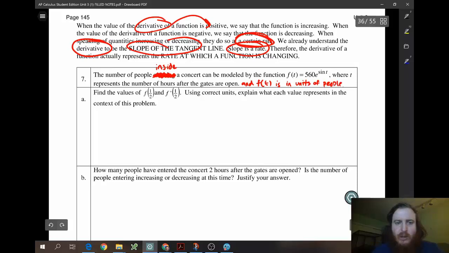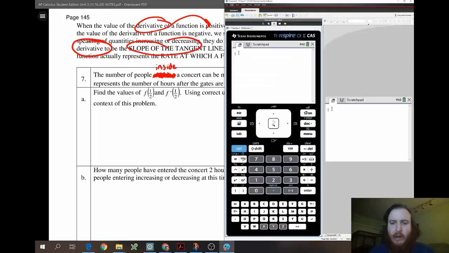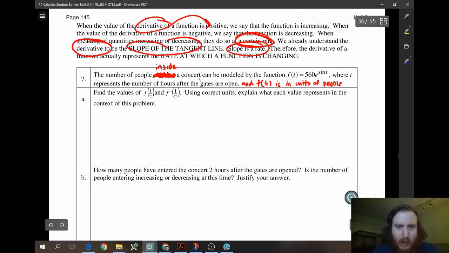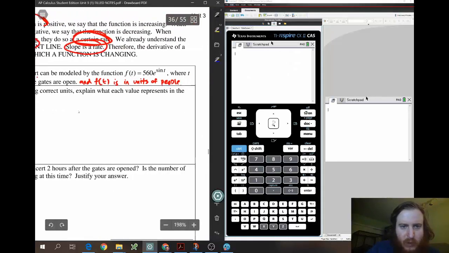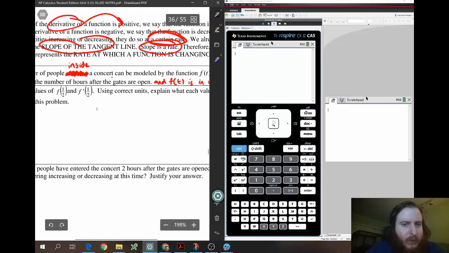Okay, so just kind of adding that on just a little bit to help us out with this one. Find the values of f of 1/2 and f prime of 1/2. We're going to use our calculator for that. I went ahead and cleared out the history of my calculator, but we're just going to type in the equation that we have. Our equation was 560 e to the sine t, and we want to plug in 1/2.